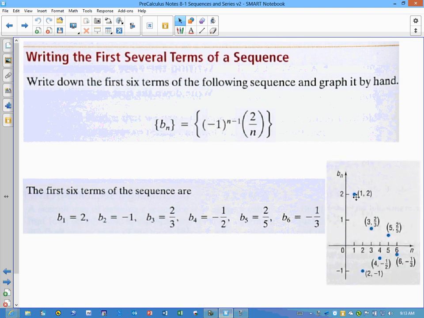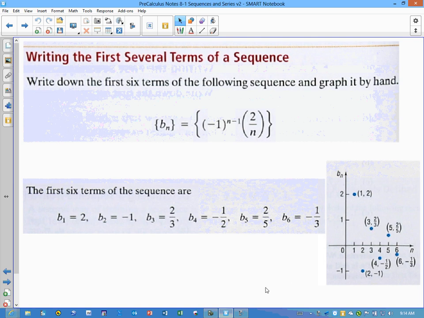Notice how 1, 2, that's the first point here. And then 2, negative 1 would be that point. Our next one would be 3, 2/3. So 3, 2/3 is that point, etc. So the graph is actually going to be 6 different points on the plane.